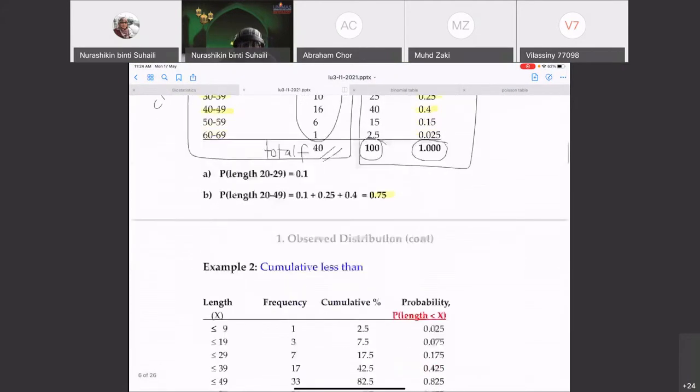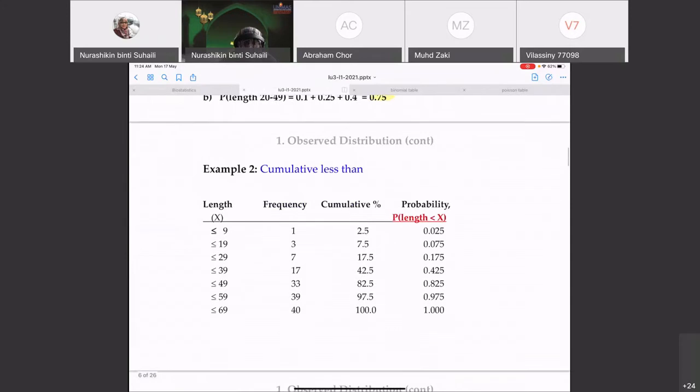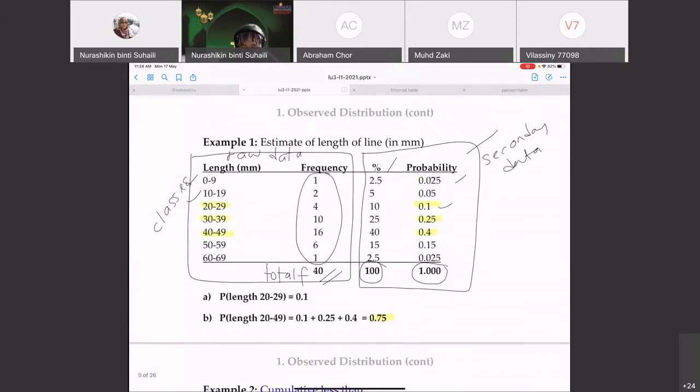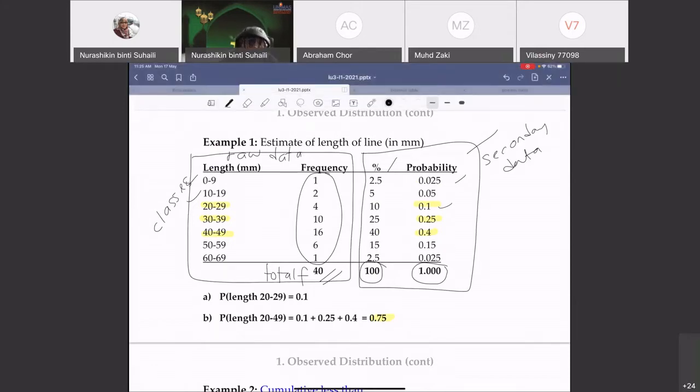Okay. We are still in observed distribution. So this is another way we want to present the data. Just now, if you see each of the probabilities here, we calculate the individual probability of every class. For example, 2.5 is the probability of 0 to 9, and until 60 to 69, it is also 2.5. So that is the individual probability.